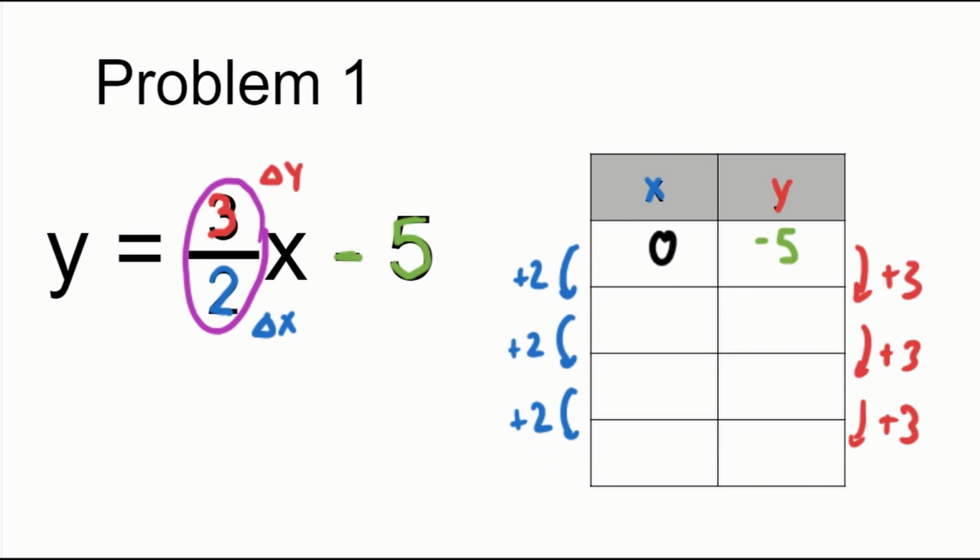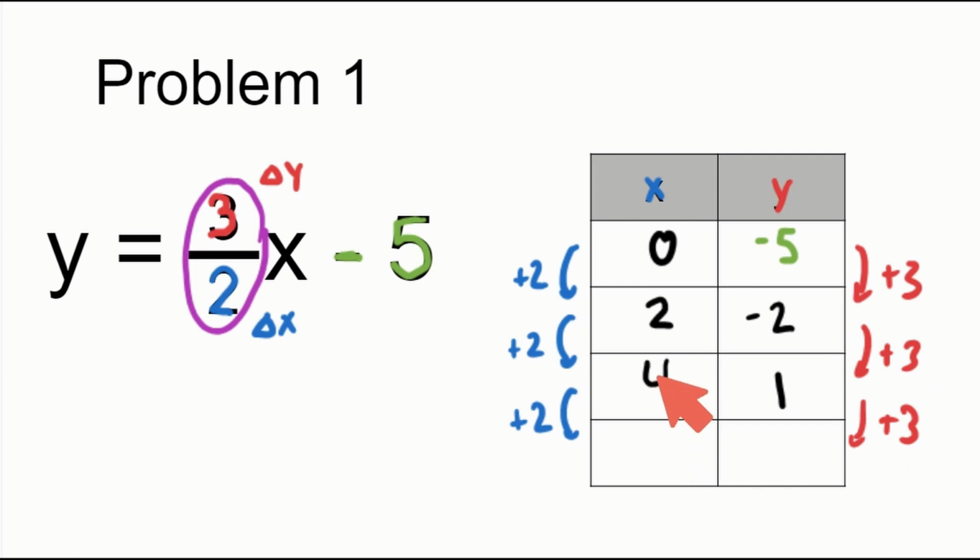So filling out our table, our next row, moving 2 down, we'll be at the point 2. And then adding plus 3 more, negative 5 plus 3, that's going to be negative 2. So our next point's at 2, negative 2. Continuing the pattern, we know that x is going to be plus 2. So 2 plus 2 is going to be 4. And then taking a look at our y's, adding plus 3 more, negative 2 plus 3 will be 1. So our next point's at 4, 1.